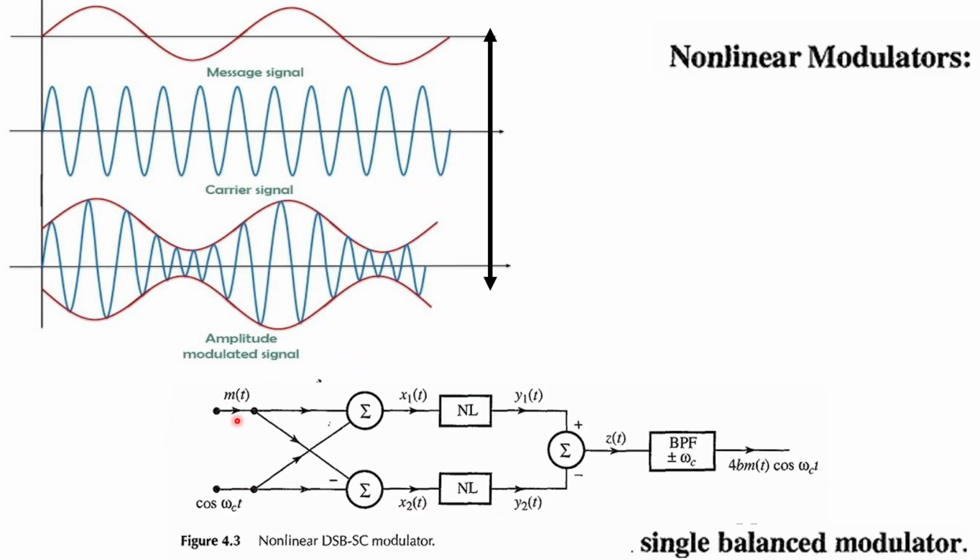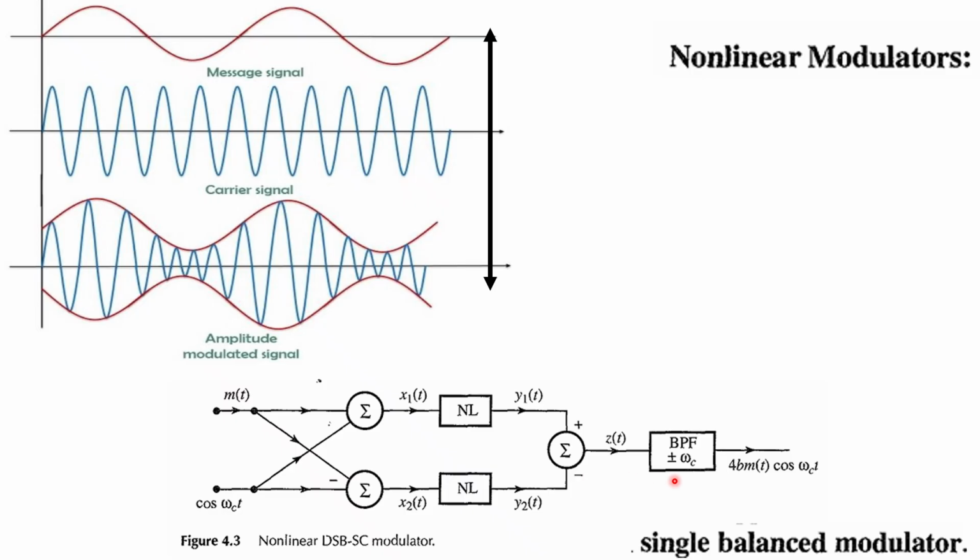Here is your m of t. The DSB-SC modulator is there, with m of t as the message wave and cos of omega ct as the carrier wave. Here you will get x1 of t, that is m of t plus cos of omega ct, and similarly x2 of t, and here is your nonlinear modulator, so you get y of t. Since this is a nonlinear modulator, you will get a x plus b x square, right?